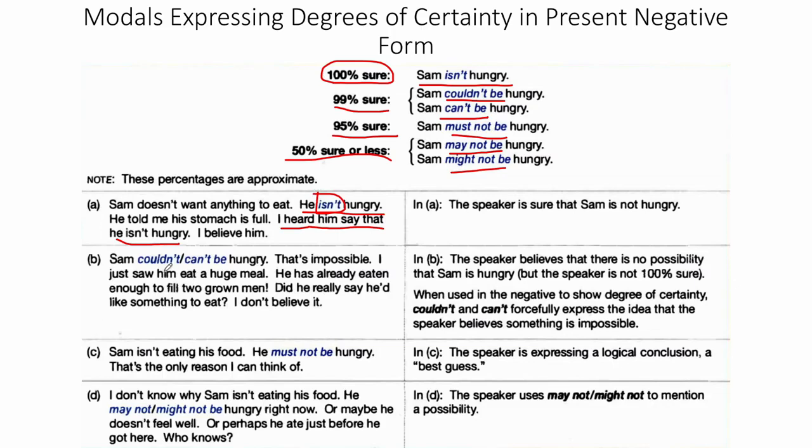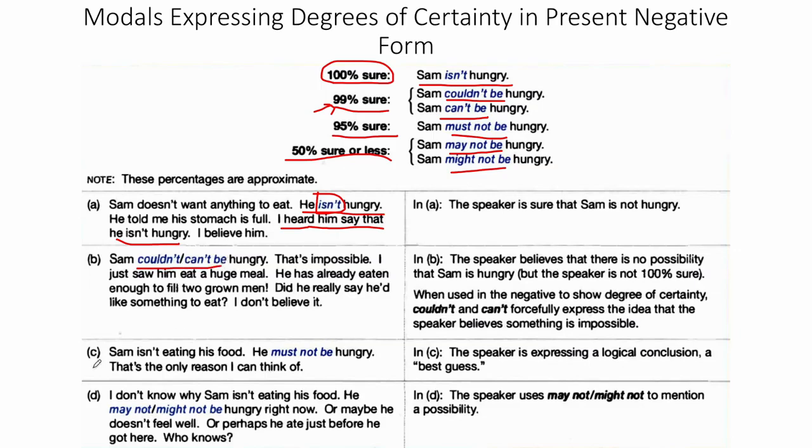In the next statement, Sam couldn't or can't be hungry. That's impossible. I just saw him eat a huge meal. So here, this person speaking saw Sam eating a huge meal. And we know that, naturally speaking, when a human being eats a huge meal, of course, the person isn't hungry after that. He's full. He can't eat anymore. So there is a very high percentage of certainty here, like 99% sure, but still not totally sure. So we use the modals couldn't or can't be hungry.